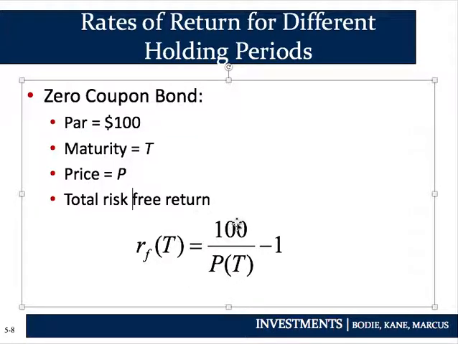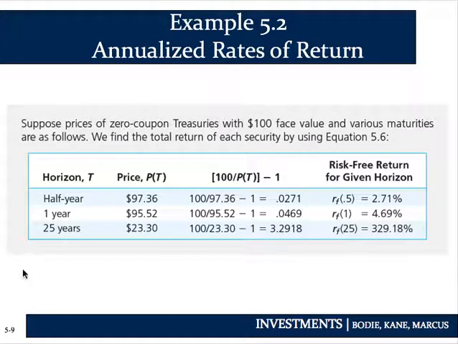So we've got 100 as our zero coupon bond par, and then we have the price times the time, and then -1 because we want to take the 1 off the interest rate, so we actually get a full interest rate. And of course, an example would be helpful here. So let's look at some annualized returns.